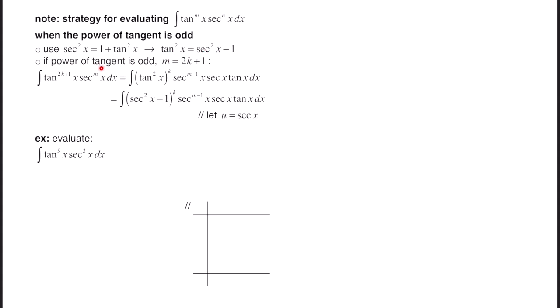And again, the power of tangent will be odd, so we'll take this tangent to a power and we'll set aside just one tangent, and then we'll also set aside one secant. And then we'll have tangent squared to whatever power we need to make this equivalent to that. And in place of tangent squared, we'll plug in this secant squared minus 1. And then what will end up happening is we'll let u equal secant because the derivative of secant is secant tangent. So that will cancel with this rigged part of the problem. And then we'll plug in u for secant, and then we'll manipulate and integrate.